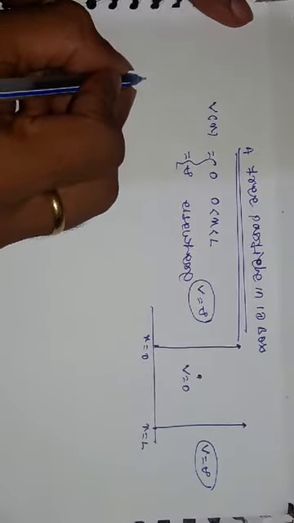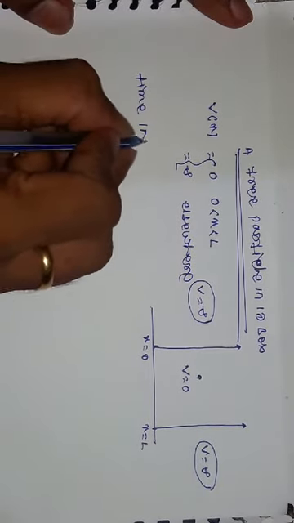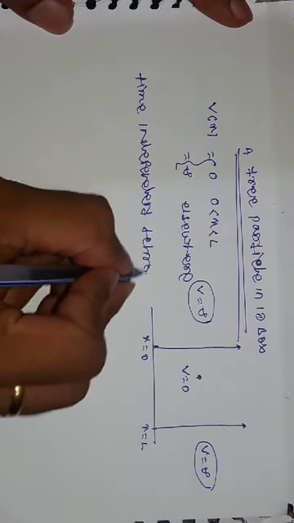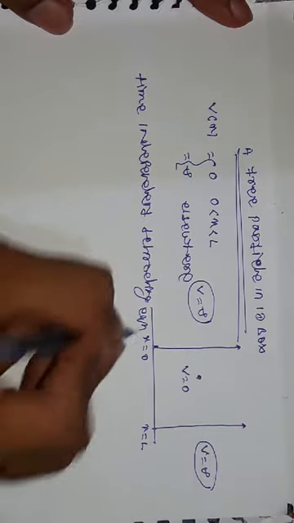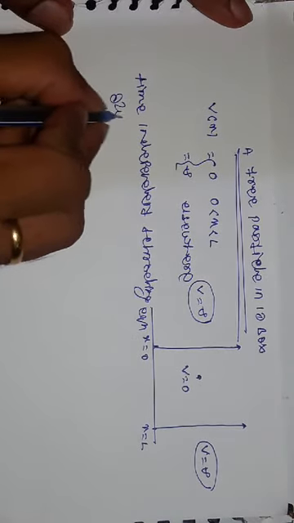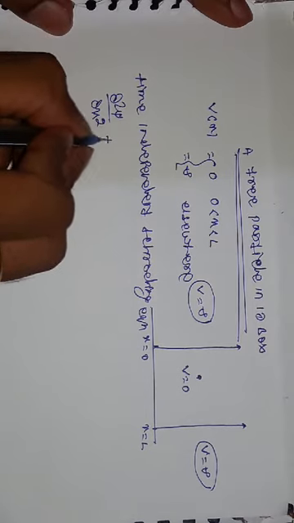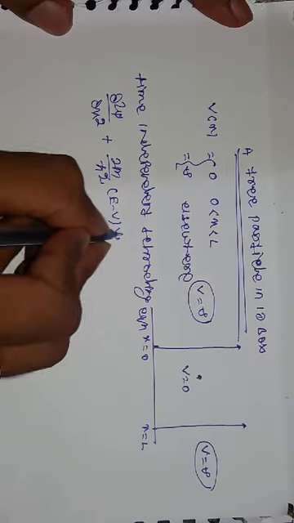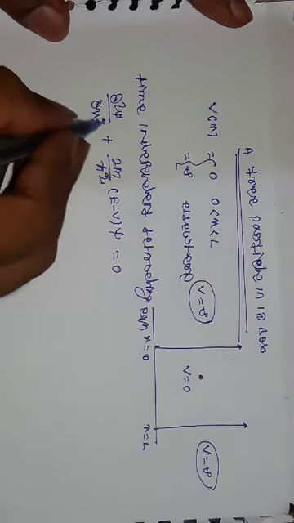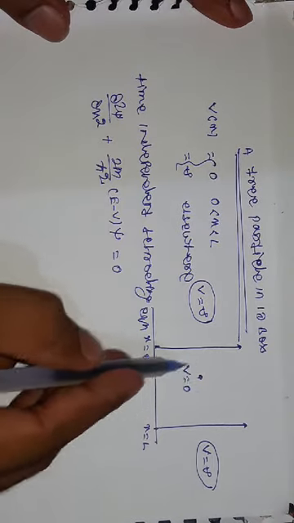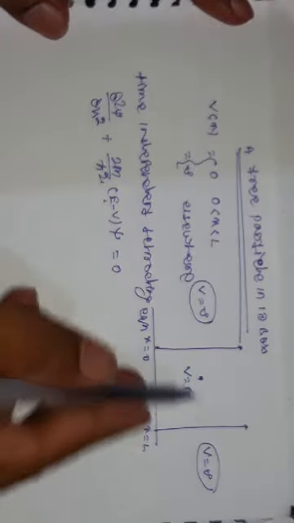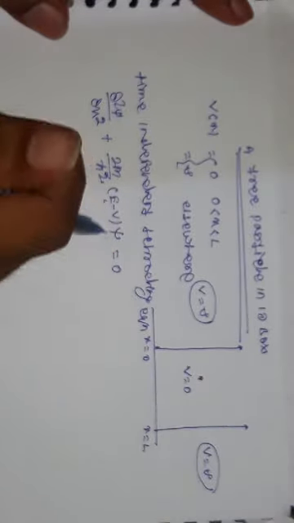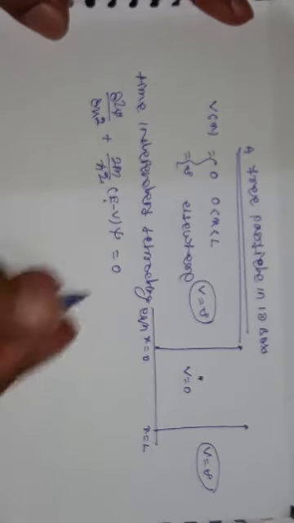We already know the Schrodinger time independent equation. That is, d square psi by dx square plus 2m by h cross square into (E minus V) psi is equal to 0. Here psi is the wave function of the particle inside the box and E is the energy of that particle. Let us see how that energy and that wave function vary.